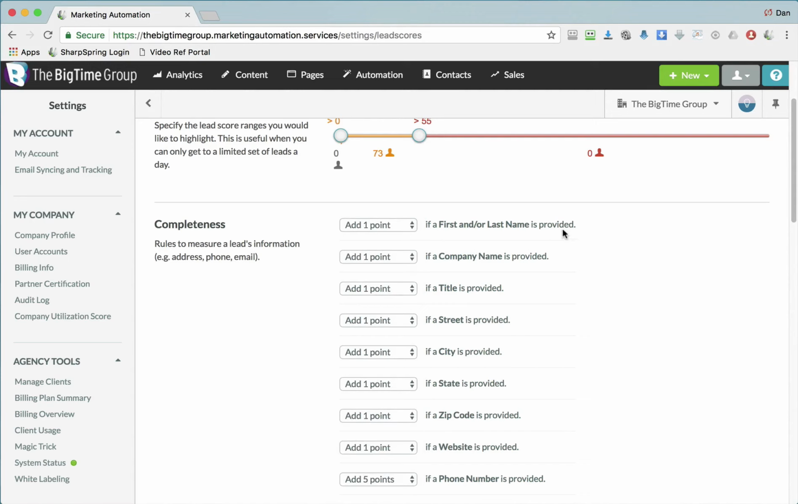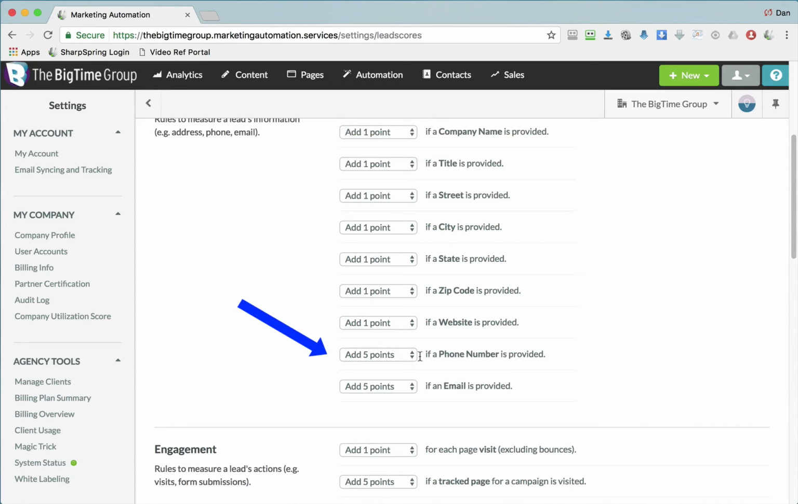If someone puts in their first or last name into a form, just that, nothing else, they get a point. They also add their company name, another point. Title, street, city, state, all these things are individual points. Now down here, if they add a phone number or an email address, it's 5 points. Why? Because that's a deeper point of contact. Getting their electronic connections is much more important than getting their physical address. And the SharpSpring default is 5 points each.